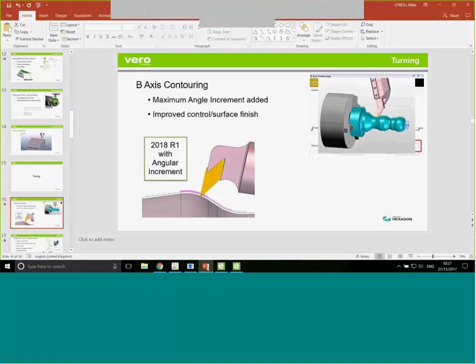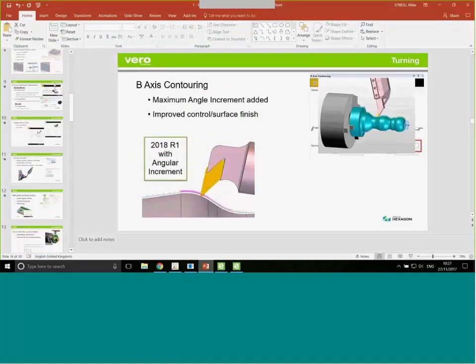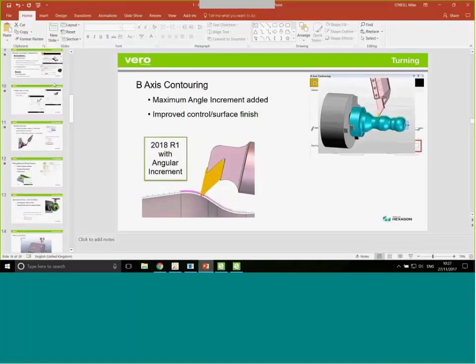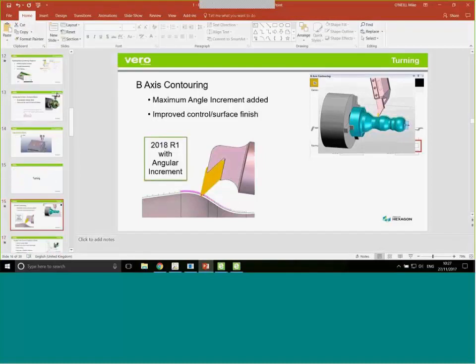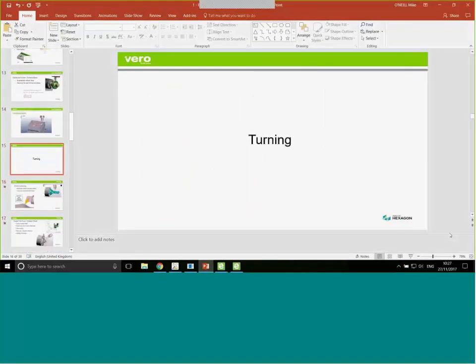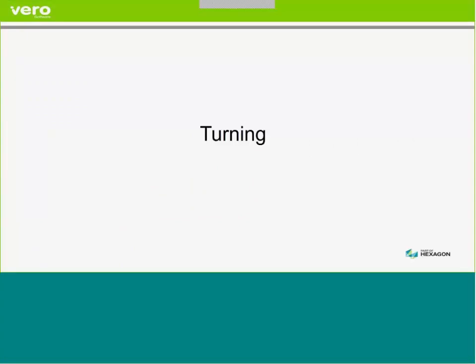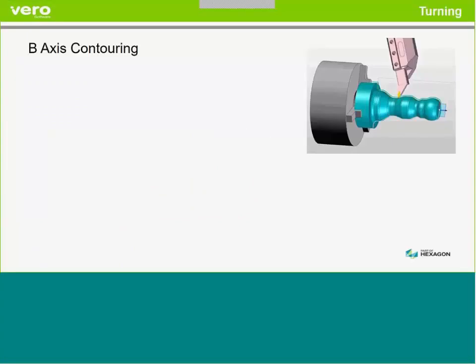Okay, so back to our PowerPoint and back to turning. So let's just get our screens set up for our next bit of this webinar. There we go, so turning. So anybody with turning licenses, and this is the advanced turning license that we've now got. We've enhanced the B-axis contouring cycle.